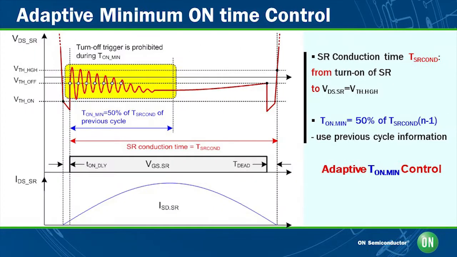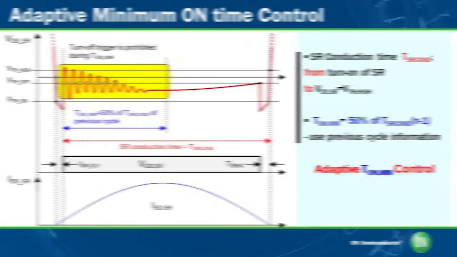The FAN 6248 has a minimum on-time circuit. The controller sets the minimum on-time at 50% of the previous cycle conduction period. Turn-off triggers are ignored during this interval.